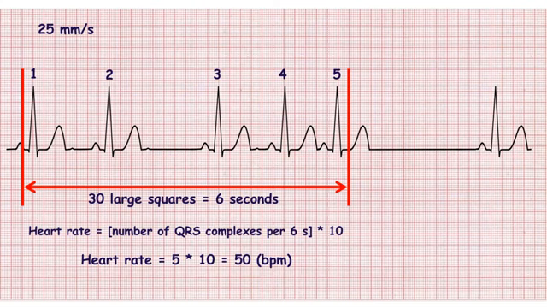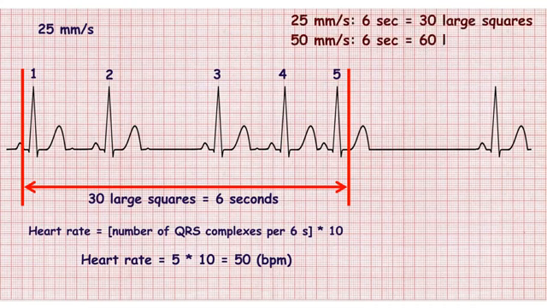The marker method is the best for calculating the heart rate in patients with irregular rhythms. You should count the number of QRS complexes during 6 seconds and multiply it by 10. On ECG, recorded with a speed of 25 mm per second, 30 large squares correspond to 6 seconds. If ECG speed is 50 mm per second, 60 large squares correspond to 6 seconds.